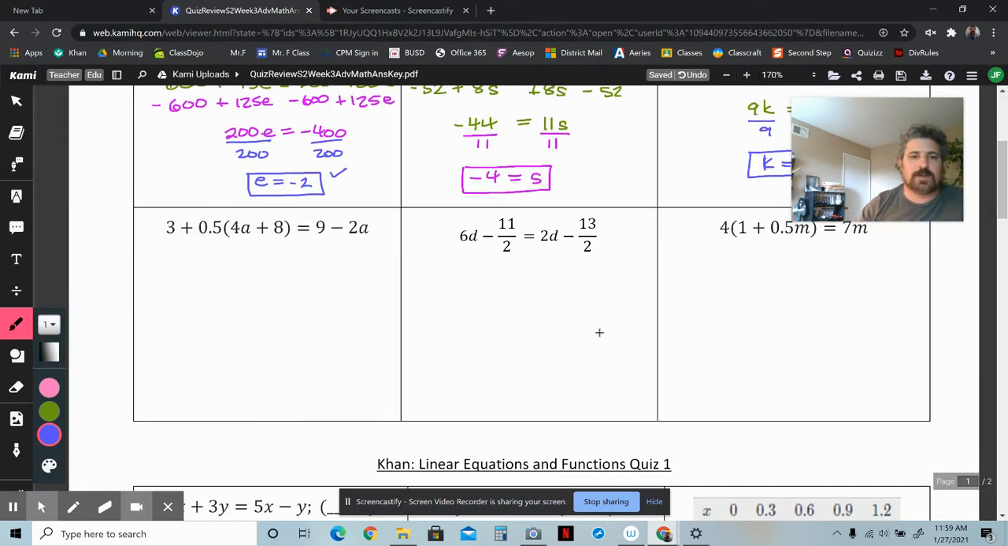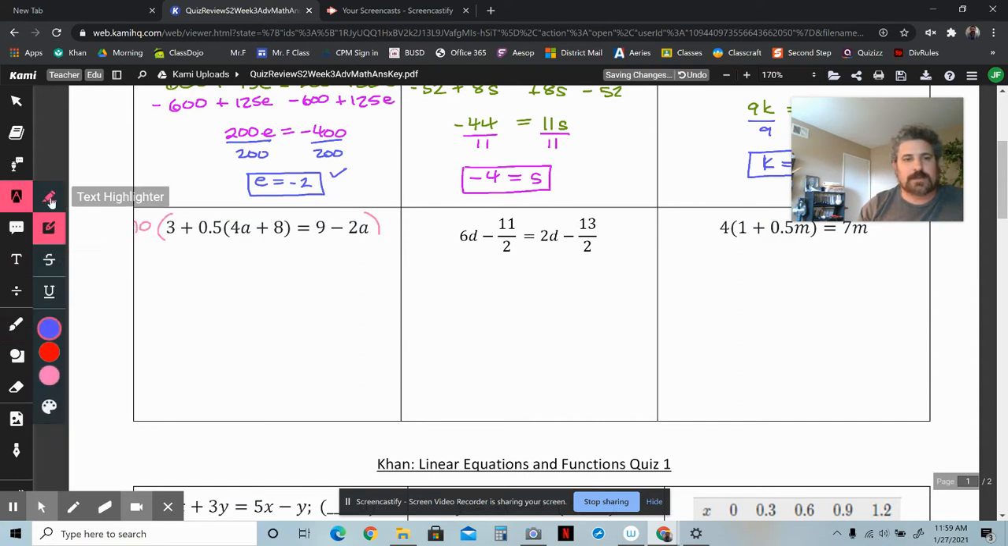All right, so on this one here, you've got a 0.5. If you don't like the 0.5 and you want to get rid of it, all you got to do is multiply the whole thing by 10. But remember, what you're doing is you're multiplying all the terms by 10. So let me refresh you guys on what that means. That's the 3 is one term, and then this whole value here is one term, right? This 0.5 times the quantity of 4a plus 8. And then over here you got one term and another term right there.